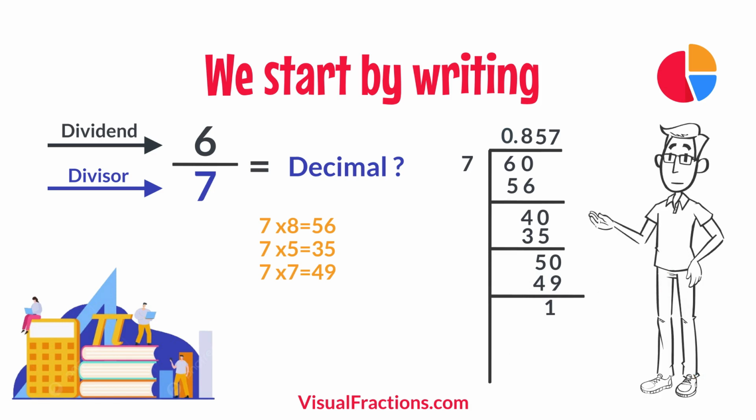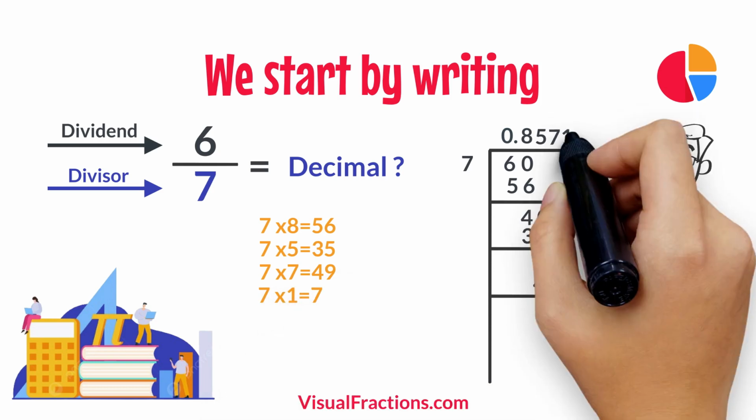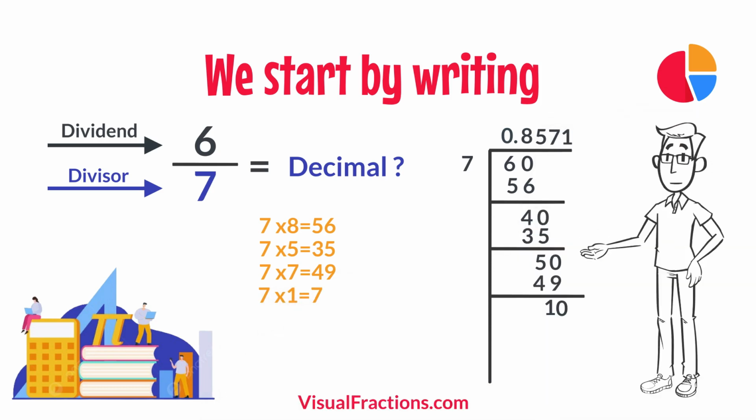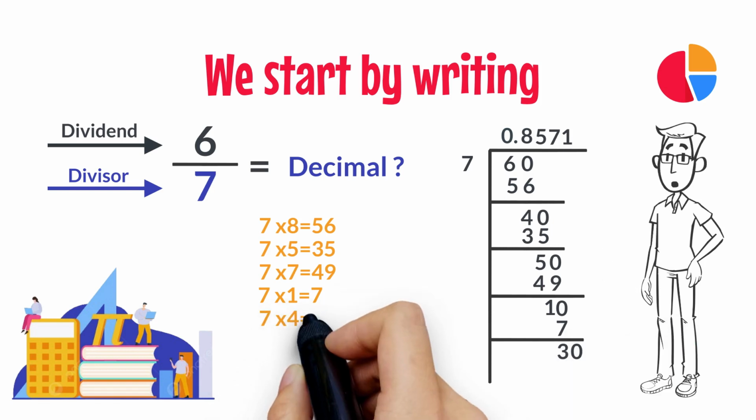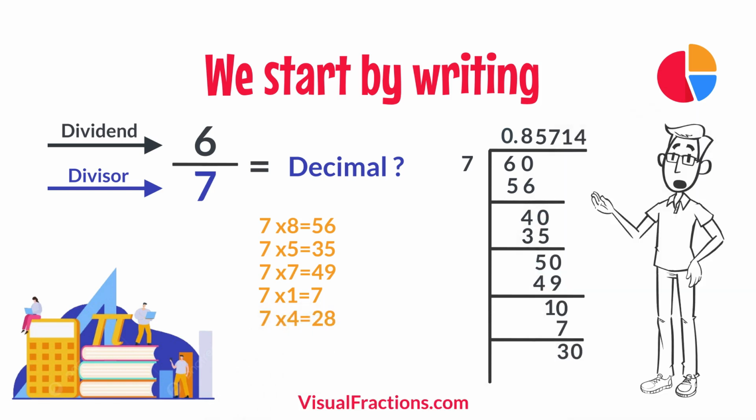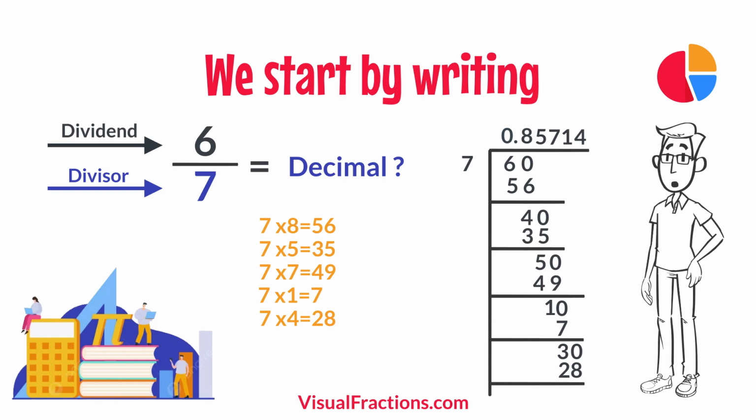Continuing this process, we add another 0 to get 10. How many times does 7 go into 10? 1 time. Adding this 1 to our quotient gives us 0.8571. Subtracting 7 from 10 leaves us with a remainder of 3. We add another 0 to get 30. How many times does 7 go into 30? 4 times. Adding 4 to our quotient gives us 0.85714. Subtracting 28, 7 times 4, from 30 leaves us with a remainder of 2.